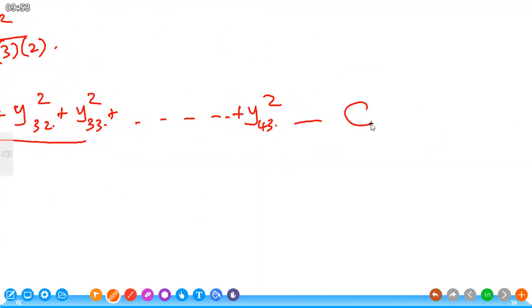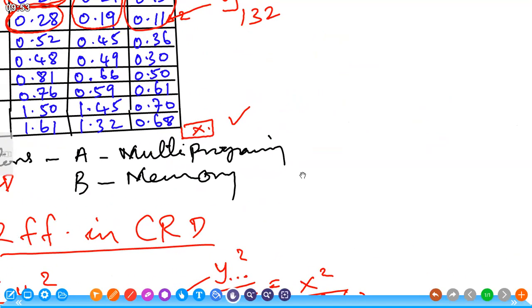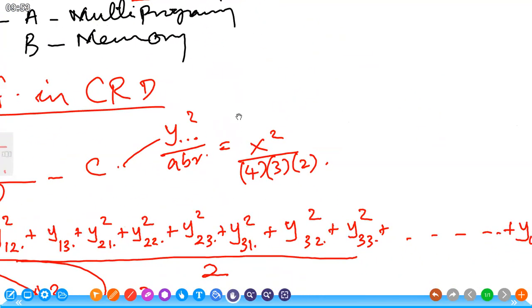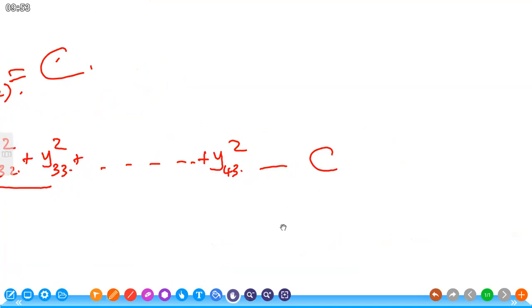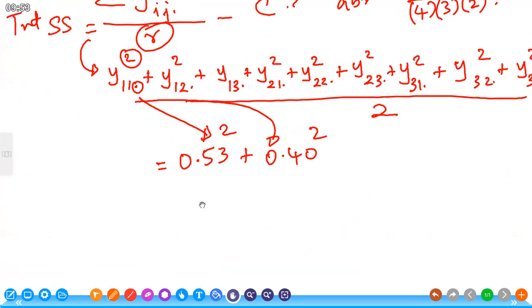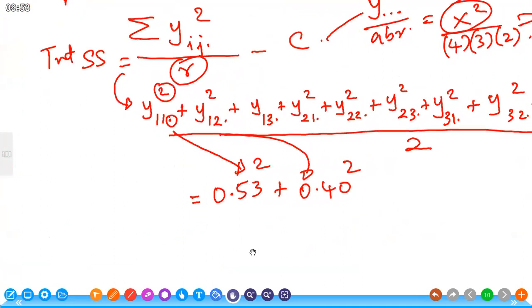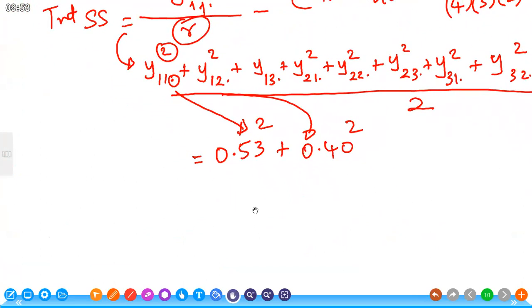No problem in calculating the correction factor, isn't it? The correction factor is simply you add all the total values, square it, and divide by the total number of observations. I have shown you. So you can keep this as a correction factor aside. Always you can take this as a correction factor. Anybody has a problem calculating this? You have to calculate individually. This is called the treatment sums of square. Now I will show you sums of square due to A.